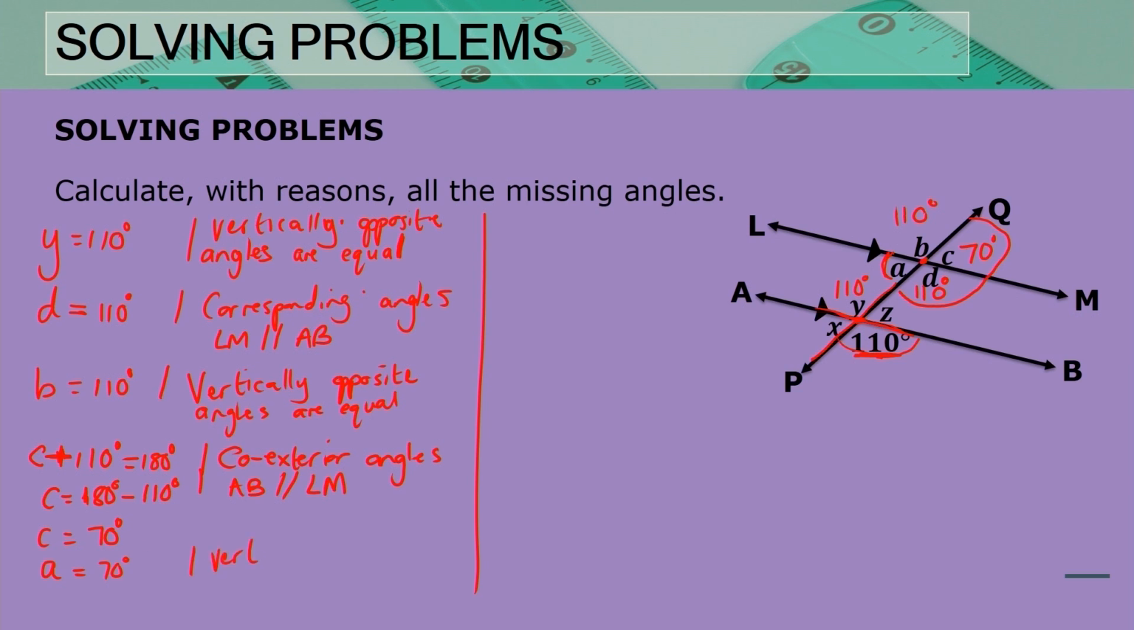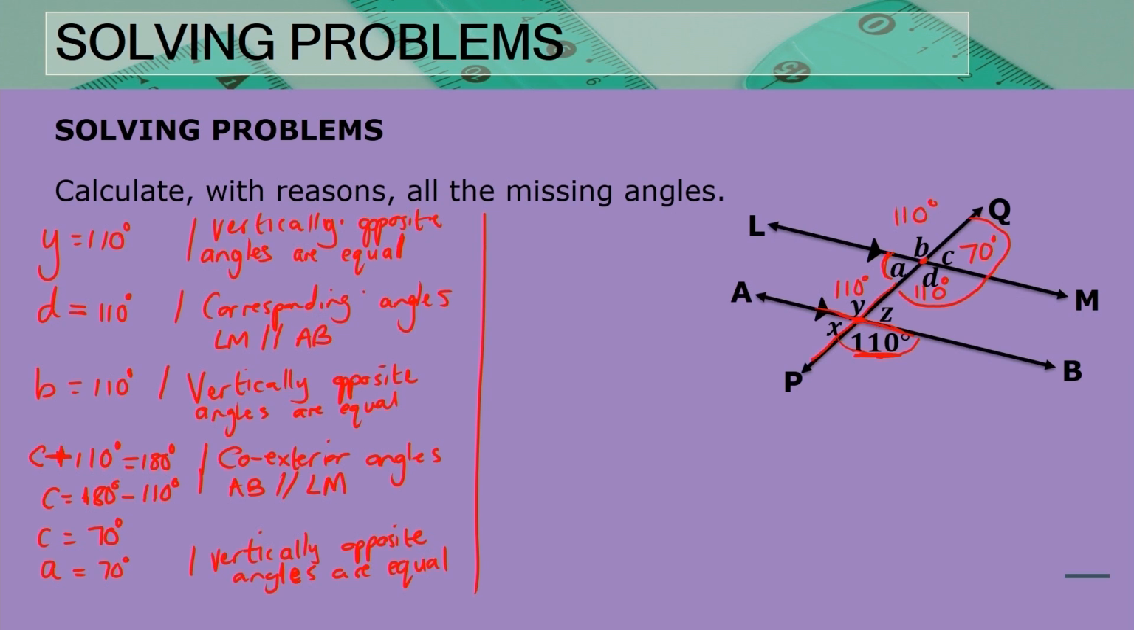And our reason for that is because of the vertically opposite angles. And those vertically opposite angles are equal. And why are they equal? They are only equal because they are formed by intersecting lines. Now we have x and z to calculate, then we would have calculated all our angles.